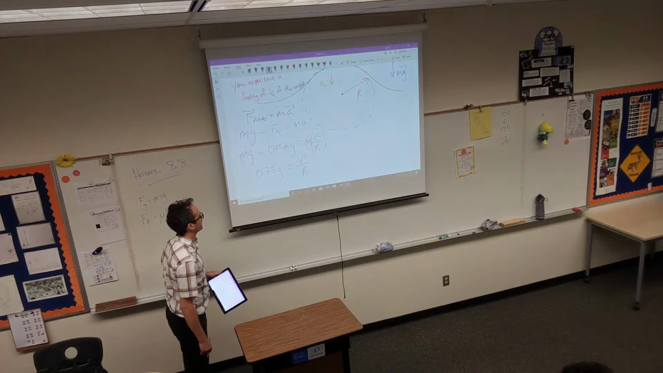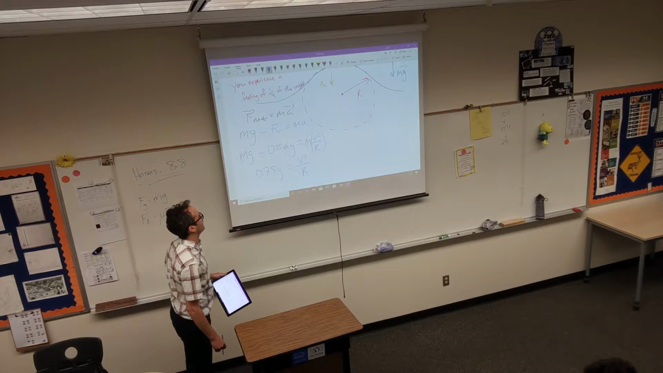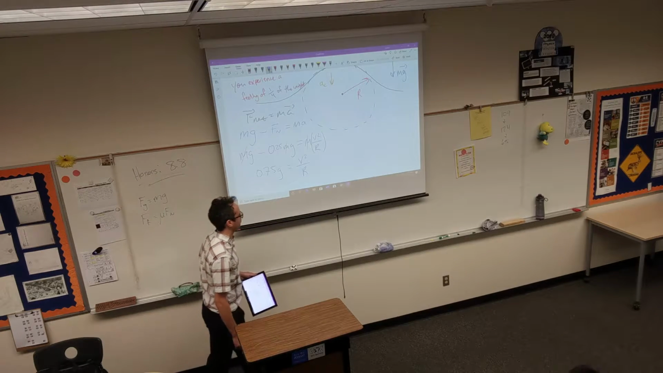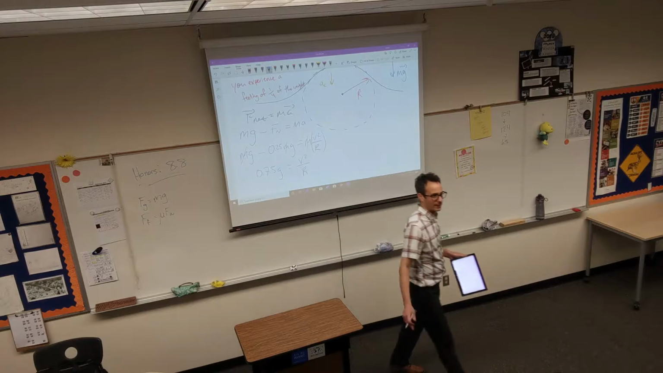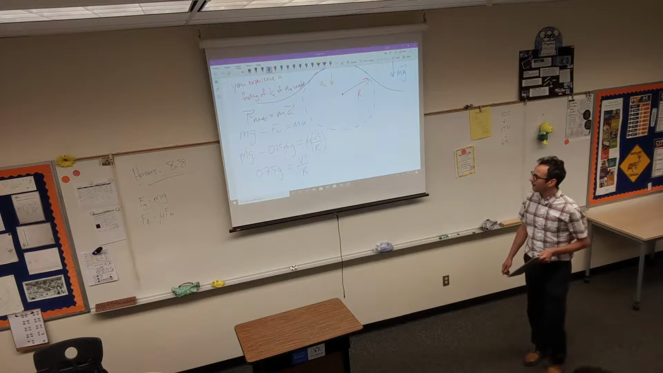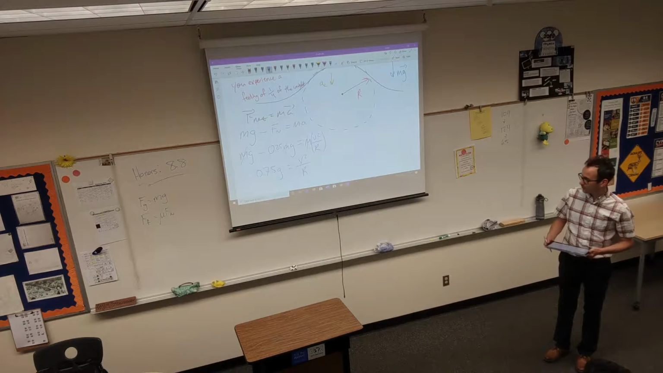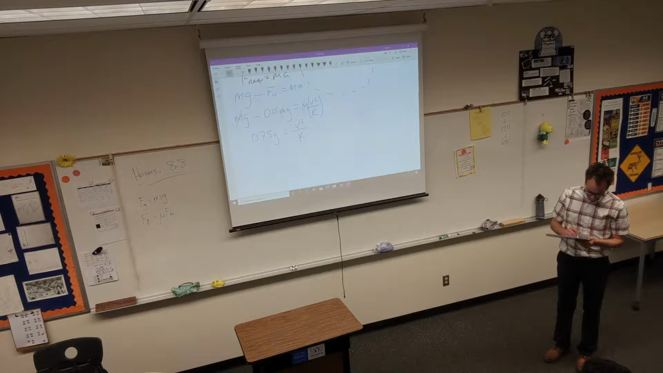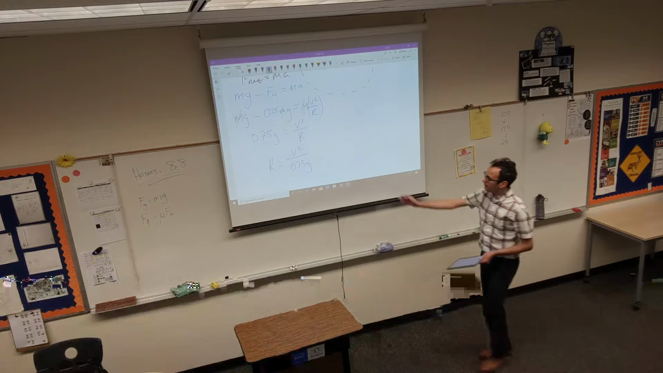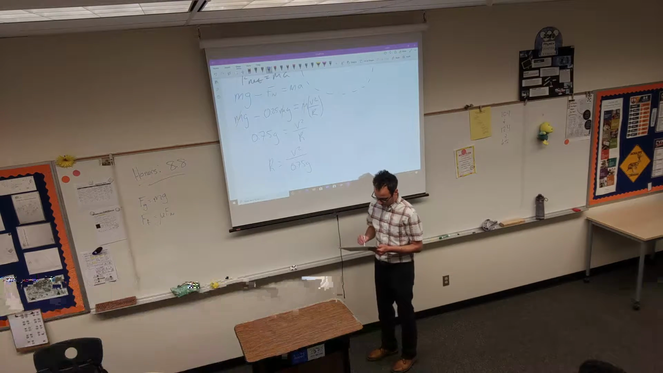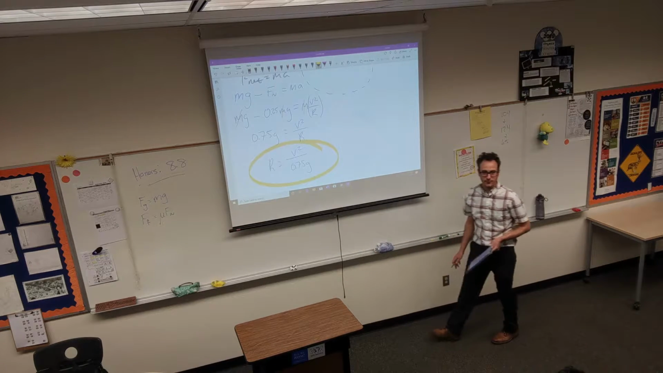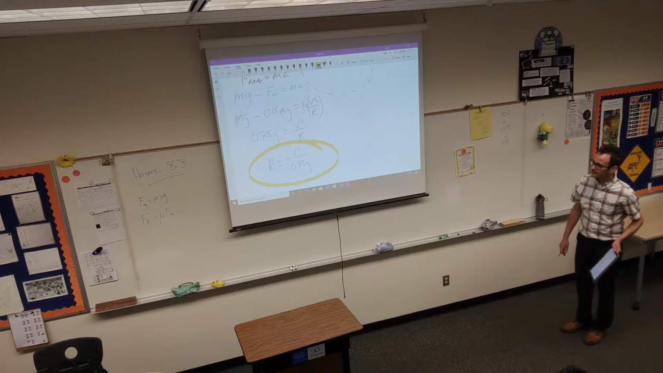So, okay, we got 0.75 g, and we got the speed, and we're trying to find the radius. So I can just isolate the radius, multiply the radius by both sides, divide by 0.75 g, that'll give me r equals v squared over 0.75 g. I know what little g is, I know what v is, so I can square it, get the answer.